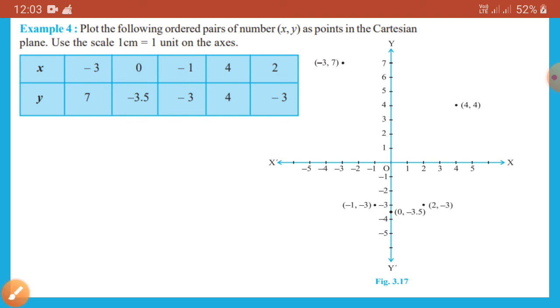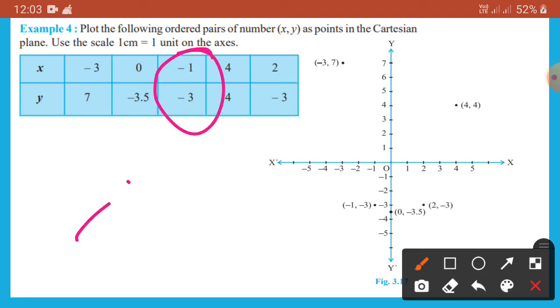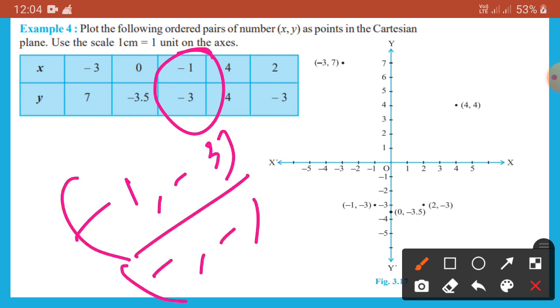Okay, and then the point is (-1, -3). So the signs of the coordinates are both negative. That means this will fall in the third quadrant. Okay, and here the distance from the y-axis is 1, and the distance from the negative x-axis in the direction of the y-axis is 3. That's why the point is here (-1, -3).